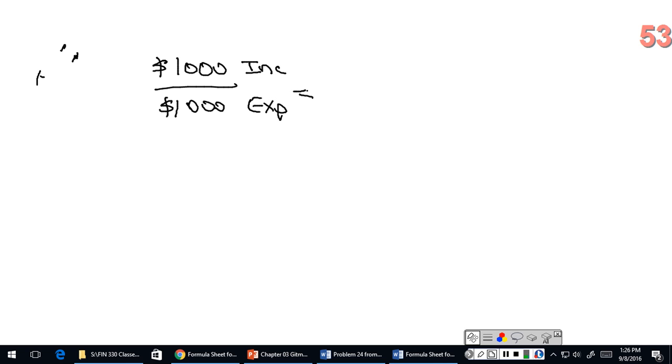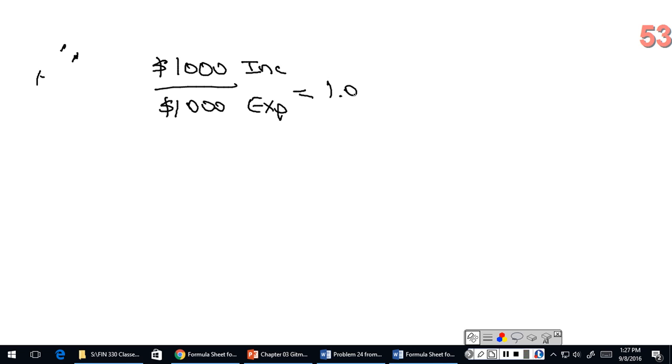Basically, this is the same thing as the times interest earned ratio. It's simply saying what happens if you have a financial emergency. So right now, your ratio here is 1.0. If something goes wrong and your expenses increase, you're in trouble. You don't have any room for error.